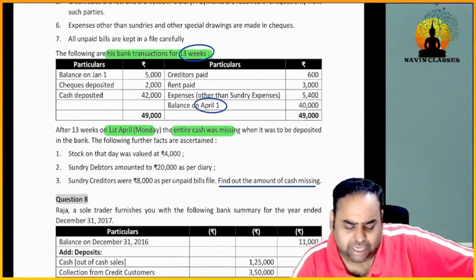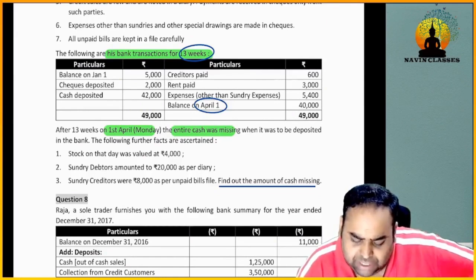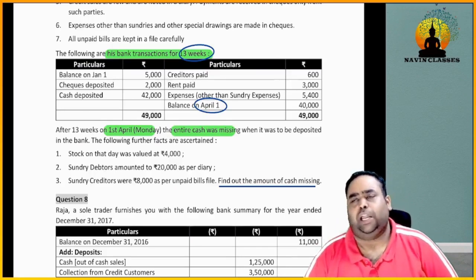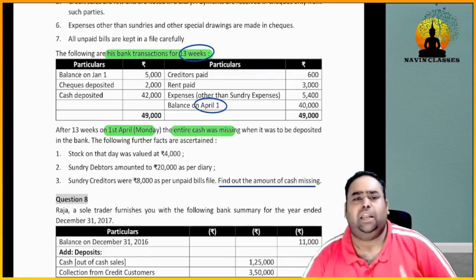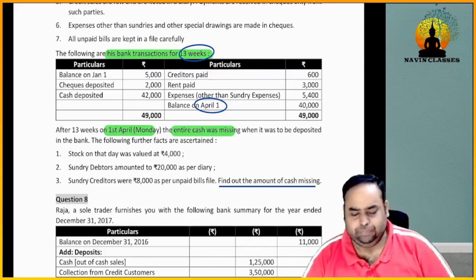Please don't create a bank account. Opening balance is given, collection is given, payment is given, closing balance is given, and bank details are also given. Only create the cash account. You need to create 1 cash account, 1 debtor account, 1 creditor account, and a trading P&L account.